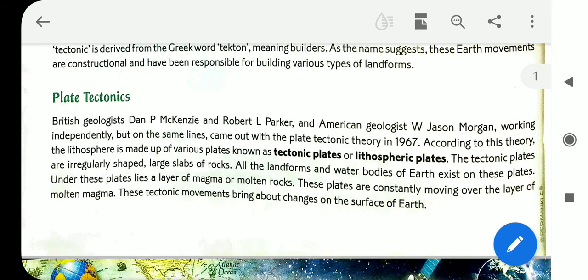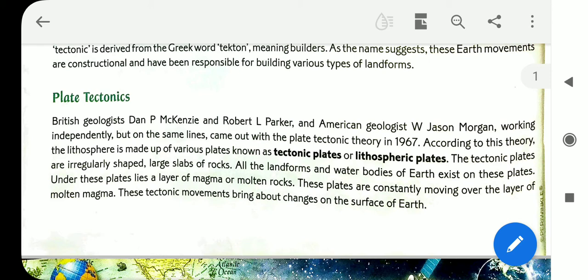Next, plate tectonics. British geologist Dan P. Mackenzie and Robert L. Parker and American geologist W. Jason Morgan, working independently but on the same lines, came out with the plate tectonic theory in 1967. The plate tectonic theory came in 1967 from these geologists.